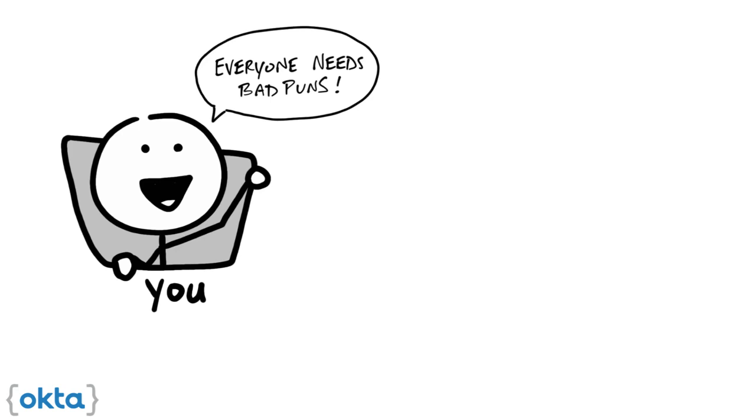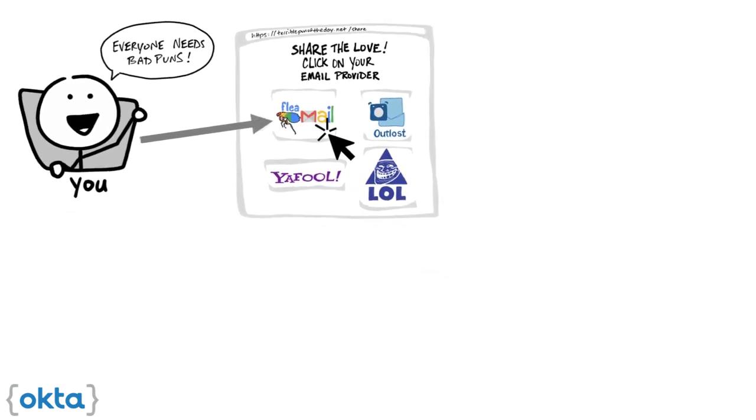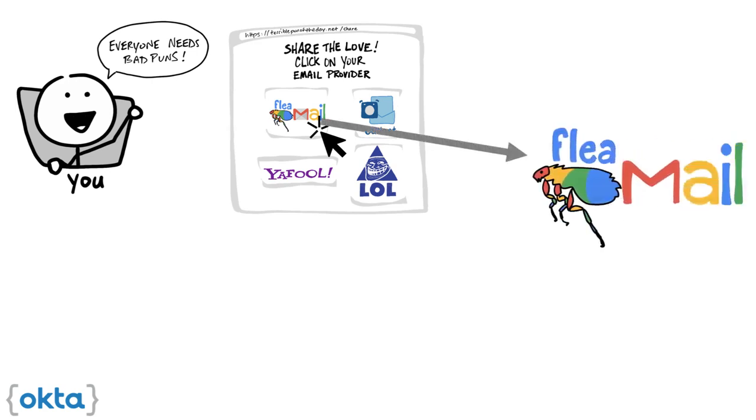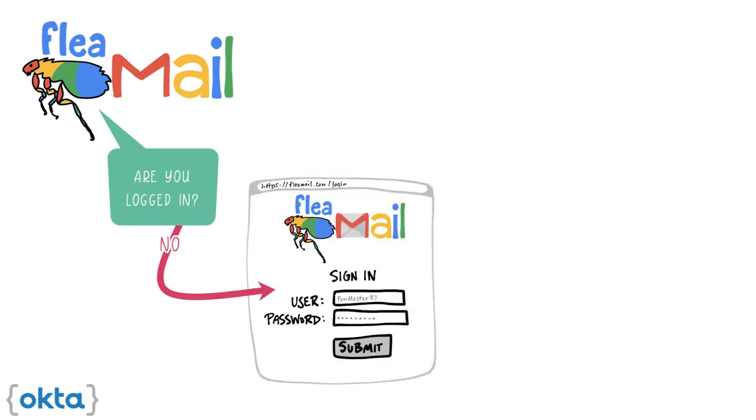Everyone needs bad puns. And good thing, Terrible Pun of the Day has a feature to invite your friends. The first step is to choose your email provider. And when you click on your email provider, you are redirected to your email service. Your email service then checks to see if you are currently logged in. If not, you get a prompt to log in.